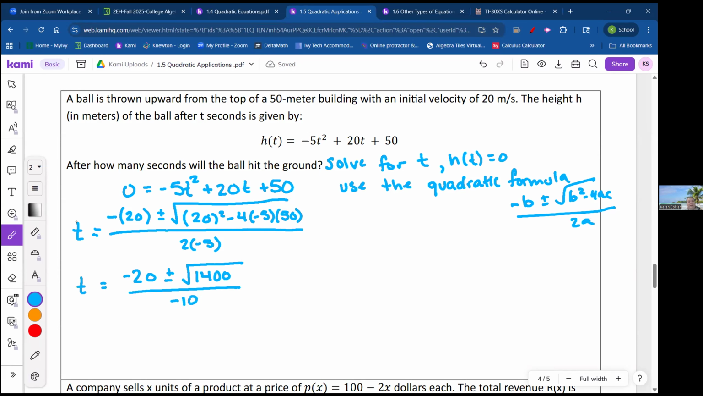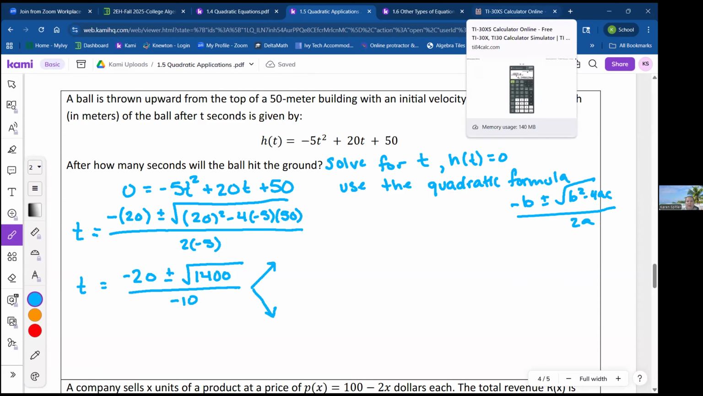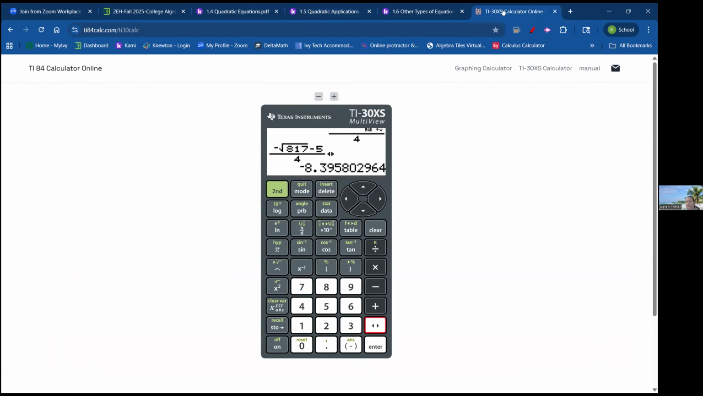Divided by negative 10. Okay? And just like we did with the other one, we're going to have two answers, and we need to figure out which answer is going to suit us the best. So you grab your handy dandy calculator. It's like your handy dandy notebook if you were into Blue's Clues.